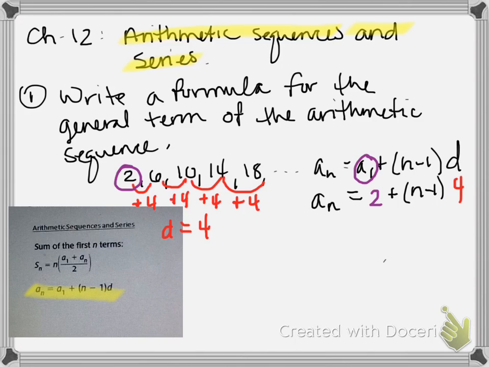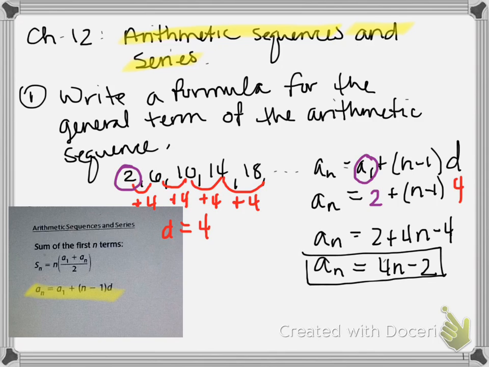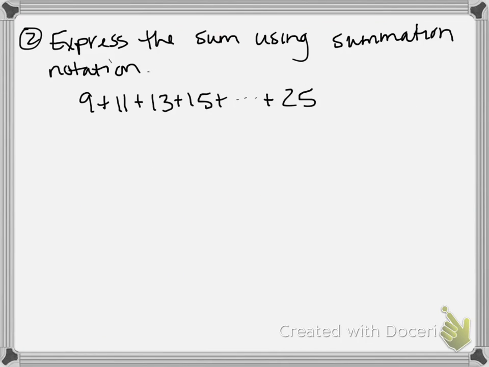Okay, so let's see what this all looks like. I get a sub n equals 2 plus 4n minus 4. Combine like terms. I get 4n minus 2. Let's check that. If I plug in 1, 4 times 1 is 4, 4 minus 2 is 2, and that's my first term. So looks like this will do it for us. So here's our rule. There we go. Let's look at another problem.